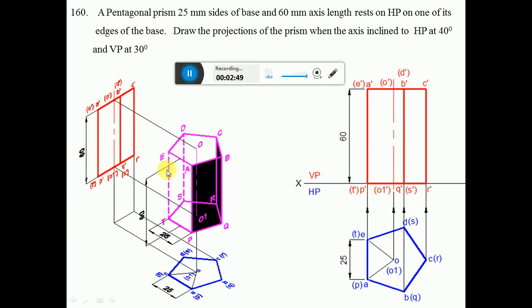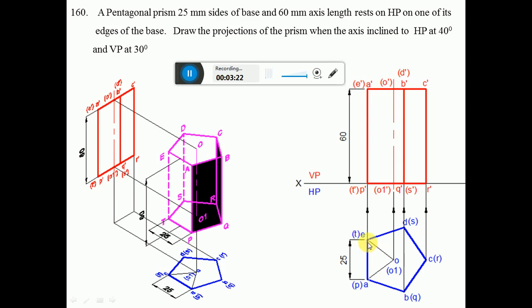Since the edge which is resting on HP has to be perpendicular to VP, first you draw an edge which is perpendicular to VP. You draw a line of 25 mm and mark those points as P and T in brackets, because that is the base edge which is resting on HP. AB and AE are not the base edge, because they are at the top. From here, using the protractor, you measure an angle of 108 degrees, the included angle with respect to PT, and draw an inclined line.